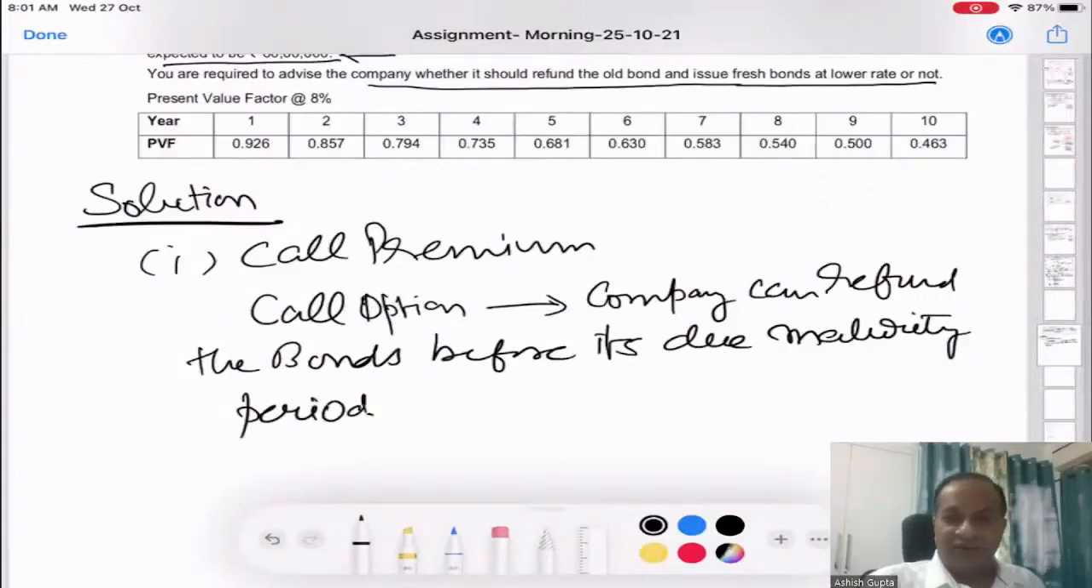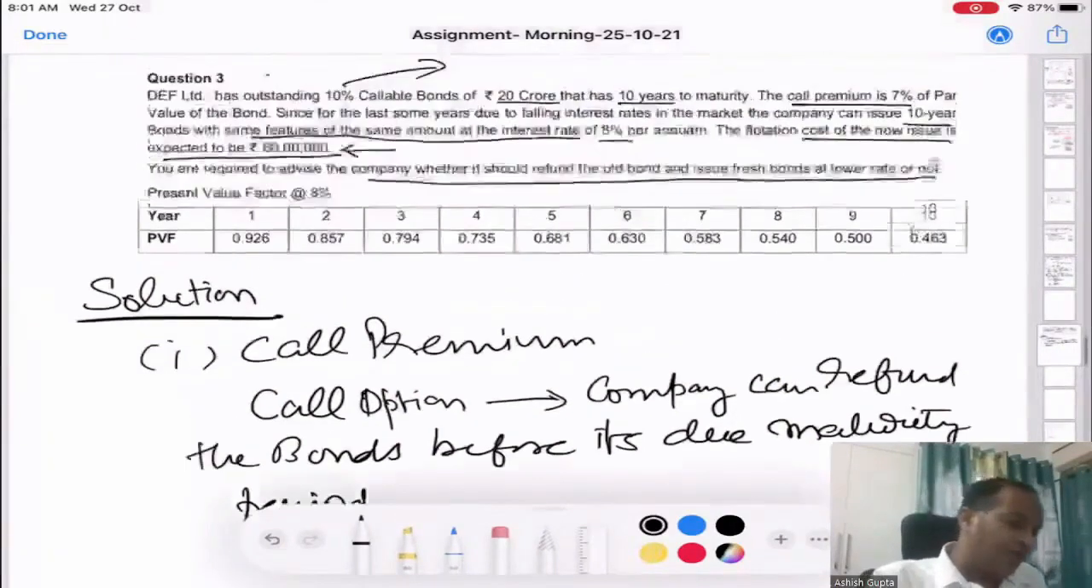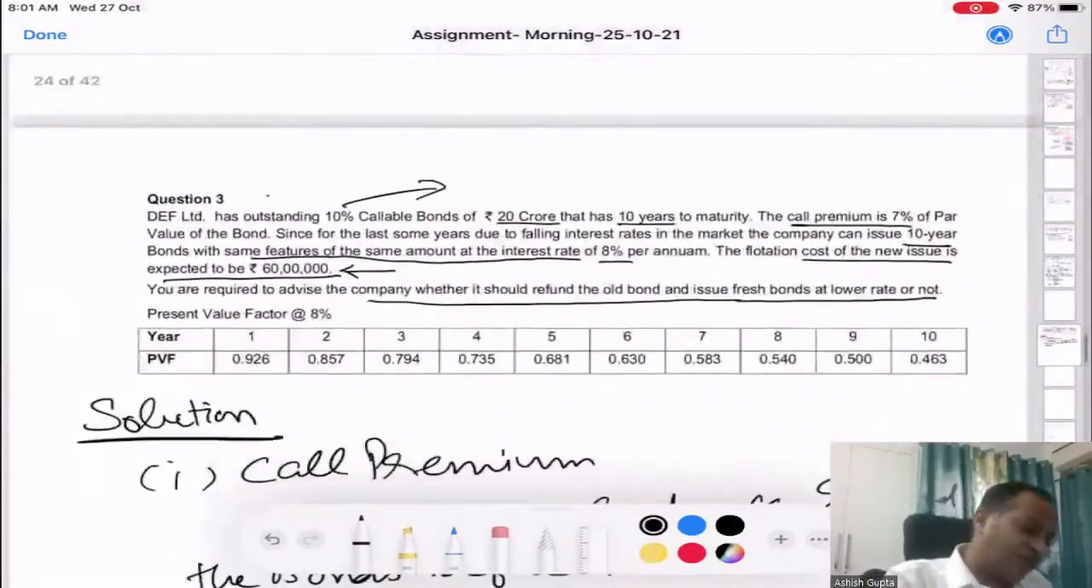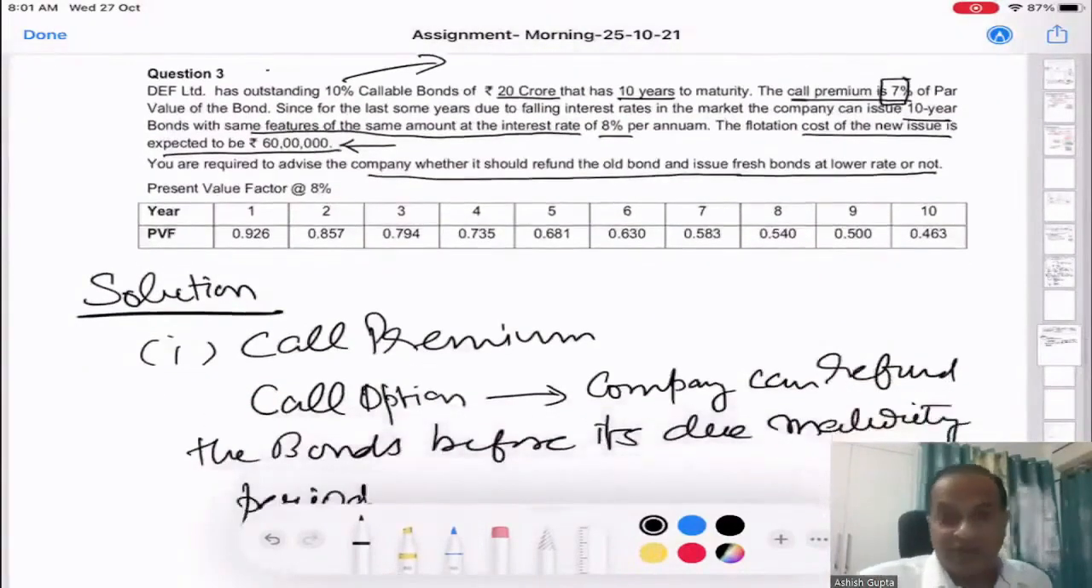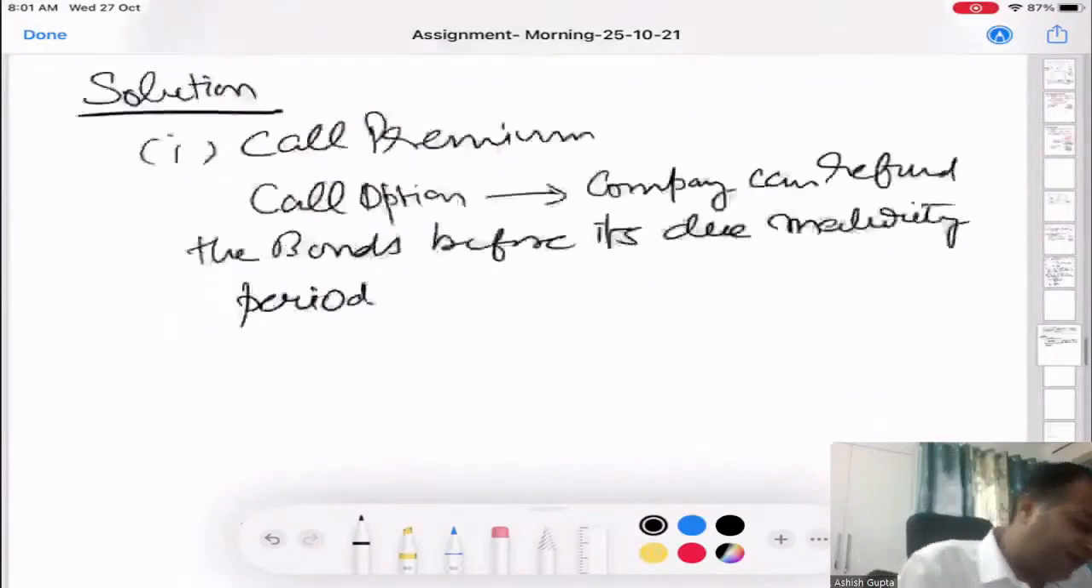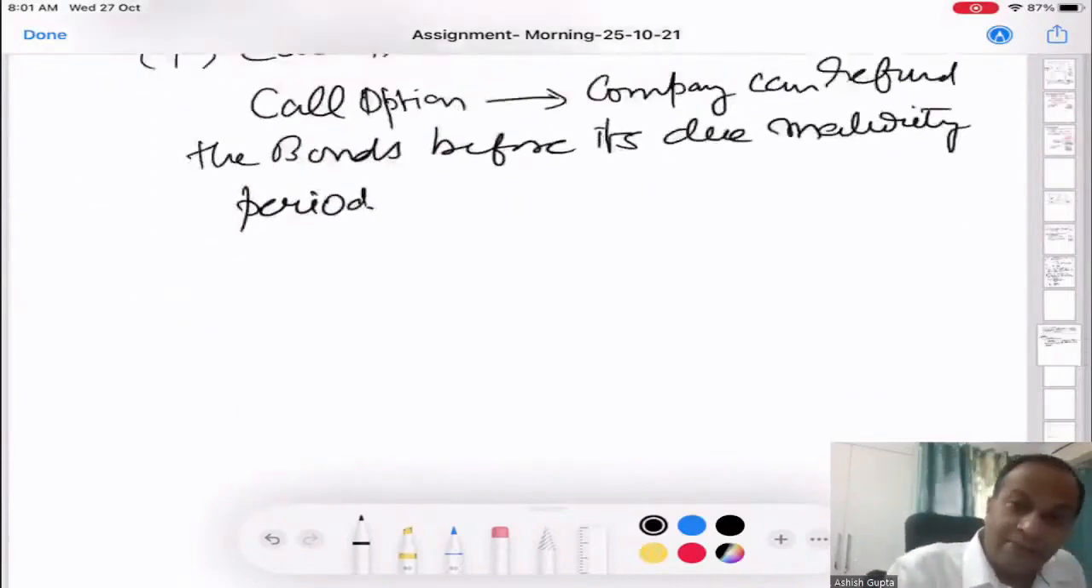Okay, it can refund the bonds before its due maturity period. For doing this, they have to compensate the shareholders. So here they are giving the compensation of 7% because they will have to pay the premium. The choice is not free to the company that they can refund the amount of the bonds as per their own whims and fancies. Ultimately, they have to pay some premium.